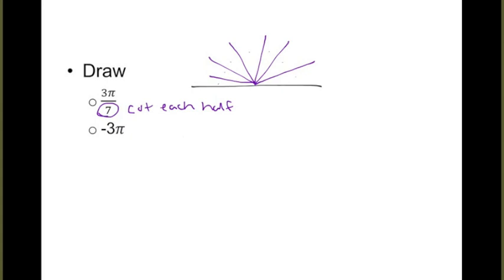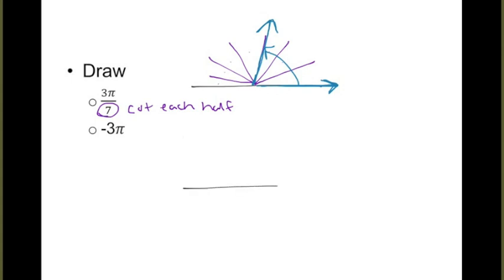The top tells you how many pieces to go. So we still start out here straight to the right at our positive x-axis, and the top tells me that I want to go 3 of these pieces. So my angle ends right here. The bottom tells you how many pieces to cut each half into. The top tells you how many pieces to go.